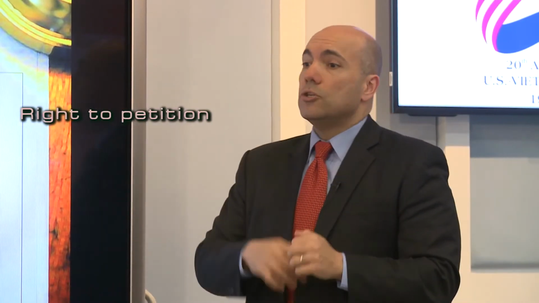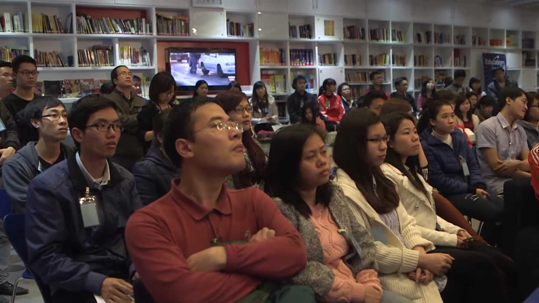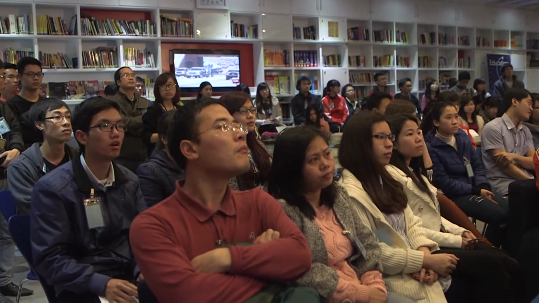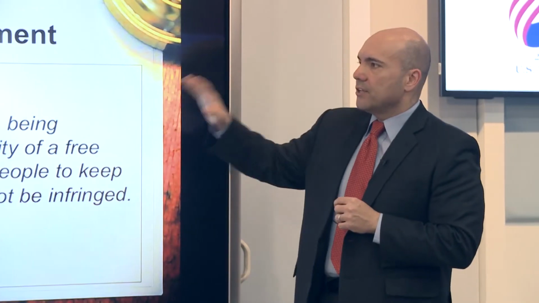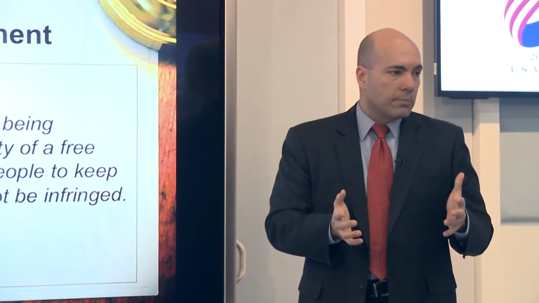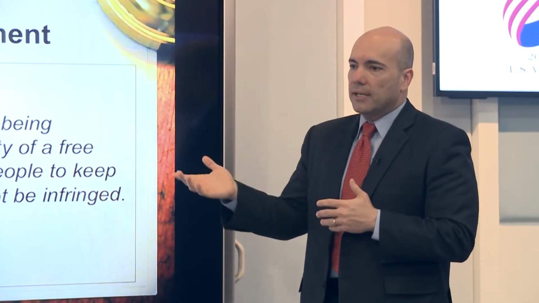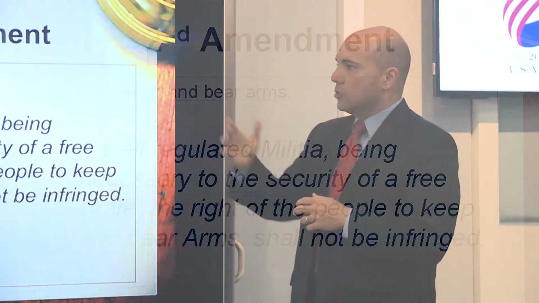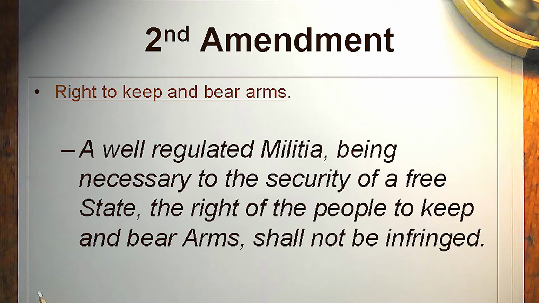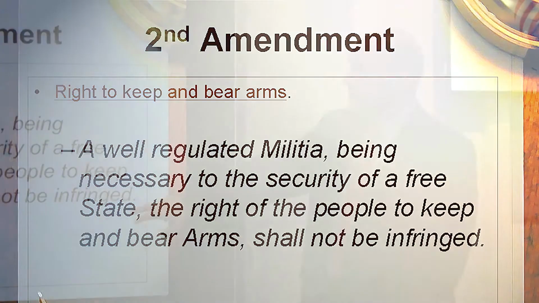If we don't like what the government's doing, we have the right to sign a petition, submit documents to tell the government how we are unhappy. So the Second Amendment is about the right to keep and bear arms. This was basically written into the Constitution, and it says, a well-regulated militia being necessary to the security of a free state, the right of the people to keep and bear arms shall not be infringed.